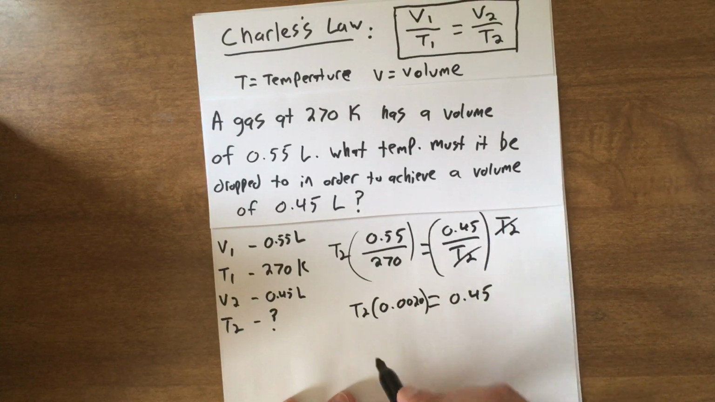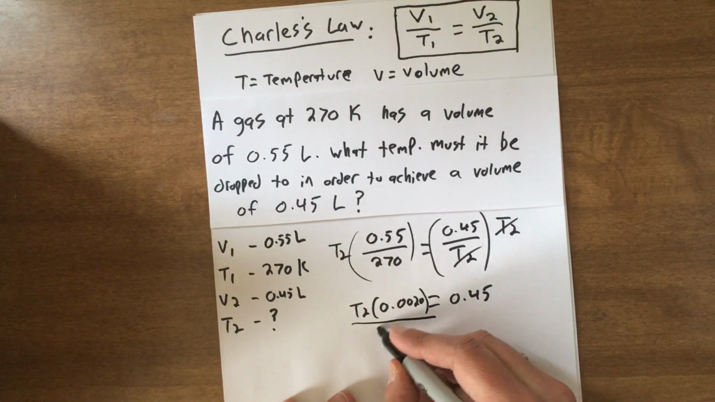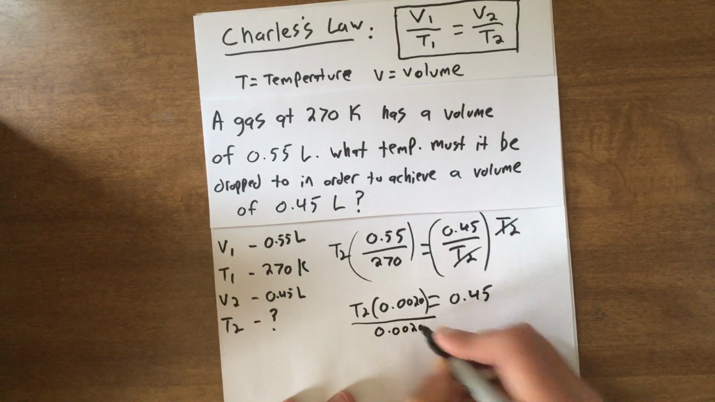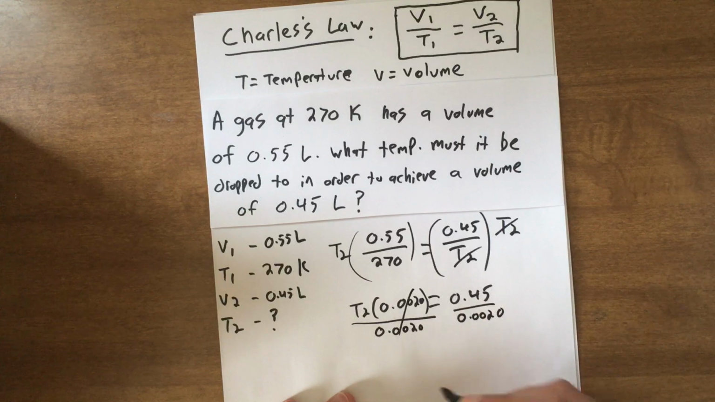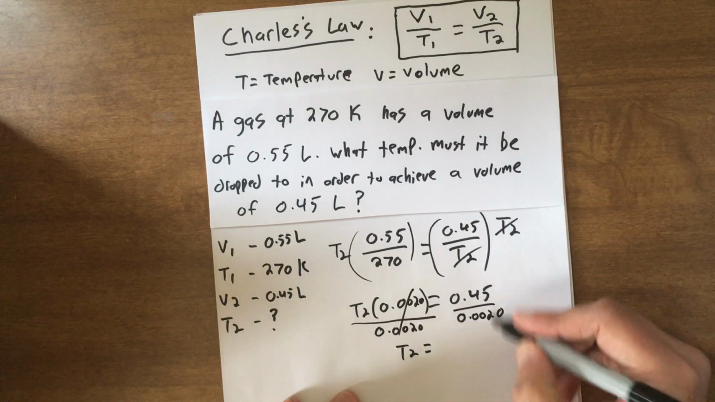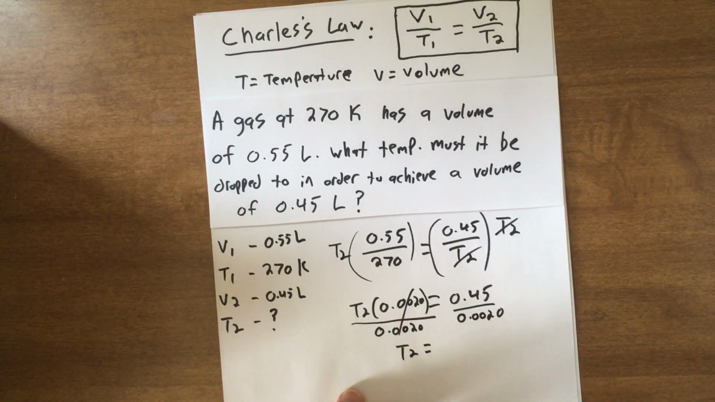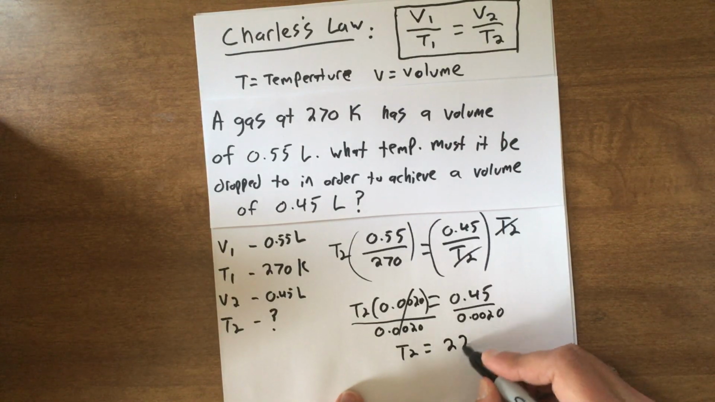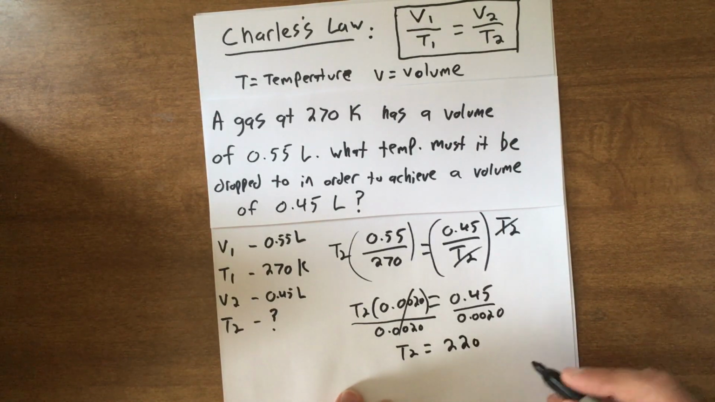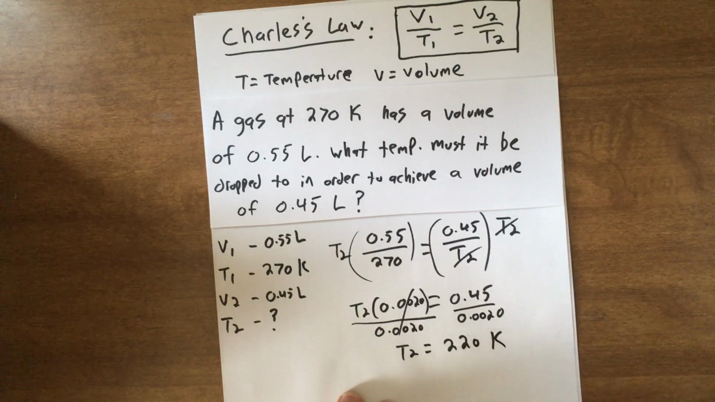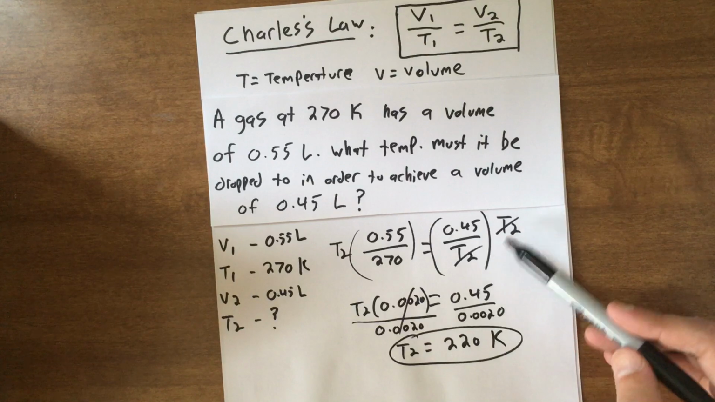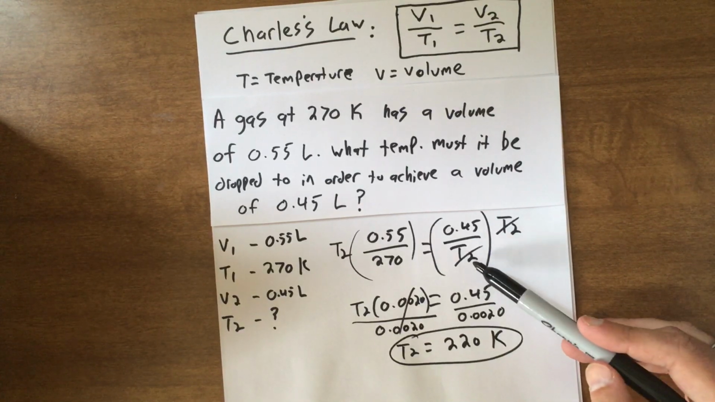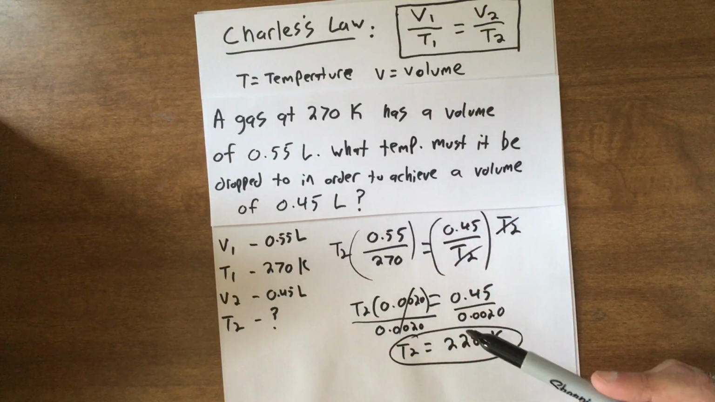So to isolate the T2 completely now, we would just divide each side by 0.0020. Okay, that cancels out, and we get T2 equals whatever that is, which comes out to 220. And since we're dealing with temperature, our units are Kelvin. So there's our answer. Okay, so that's a little trickier, right? Because you've got to get that variable out of the denominator, bringing it over to the left side. And that's one way I think that works pretty well when you're doing these.